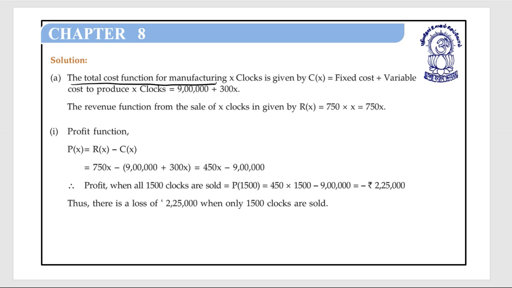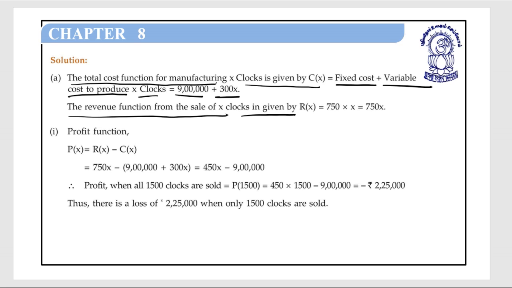The total cost function for manufacturing x clocks is given by C of x is equal to fixed cost plus variable cost to produce x number of clocks. So 9 lakh plus 300x. The revenue function from the sale of x clocks is given by R of x is equal to 750x. So profit function P of x is R of x minus C of x. So 750x minus 9 lakh plus 300x. 750 minus 300, 450x minus 9 lakh.